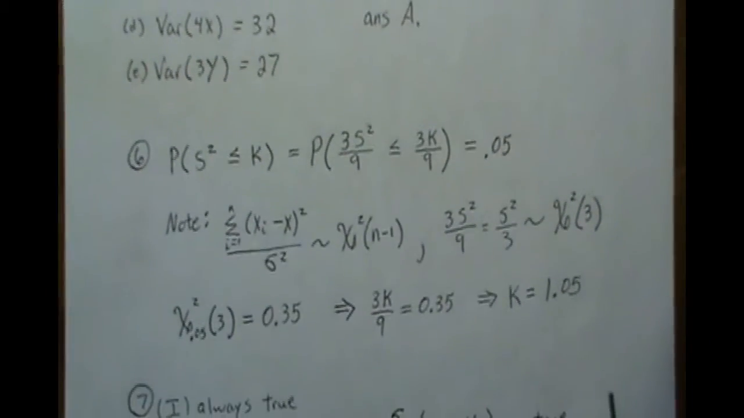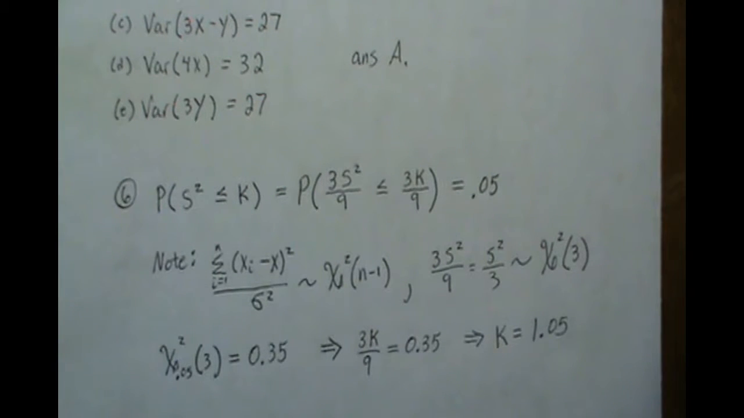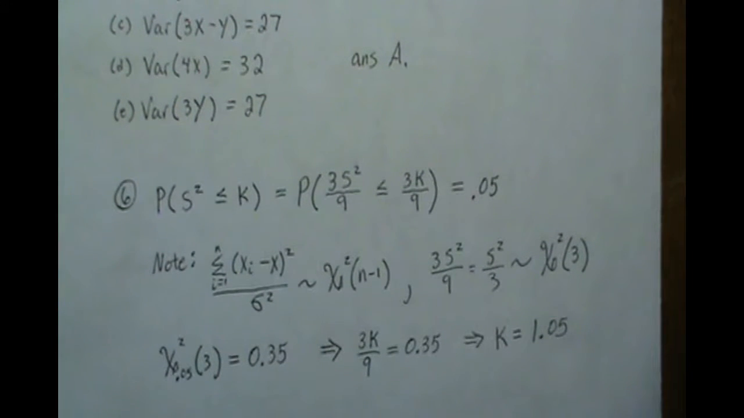Number 6. Let x1 through x4 be a random sample from a normal distribution with unknown mean and known variance equal to 9. Let s squared equal this quantity. What is the probability that s squared is less than k is equal to 0.05? Then k equals. Now, number 6, we want to find the probability that s squared is less than or equal to k is equal to 0.05. And we want to find k.